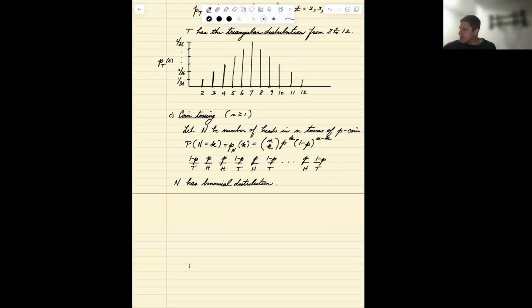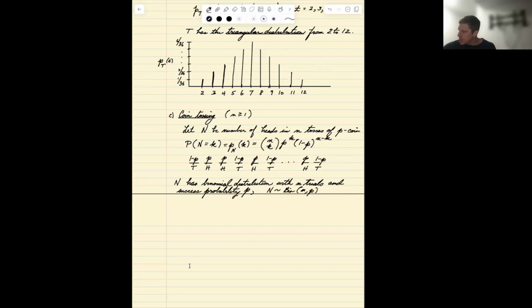With little n trials and success probability p. To write this in shorthand, we often would write n is distributed as binomial(n, p).